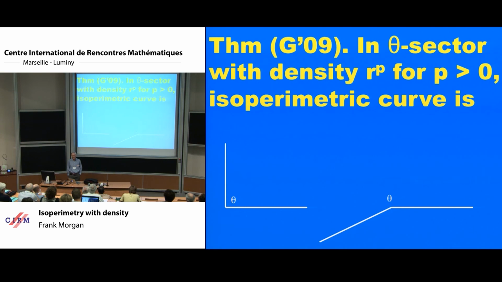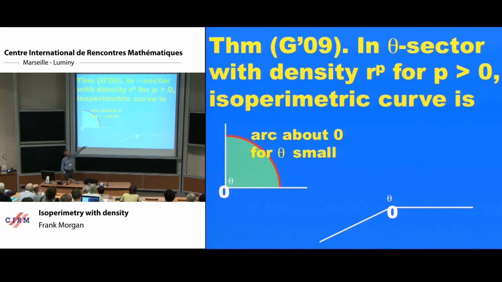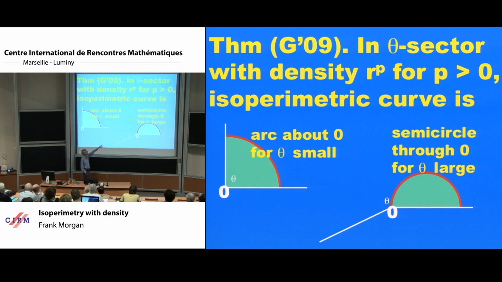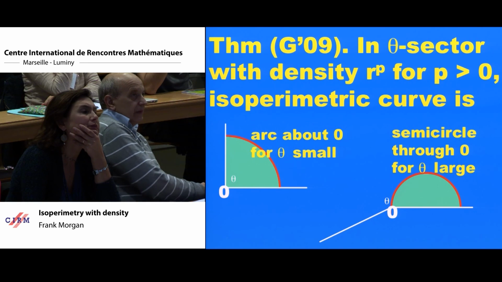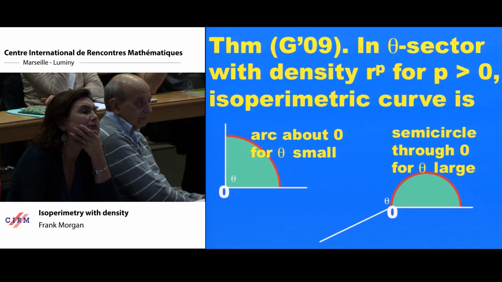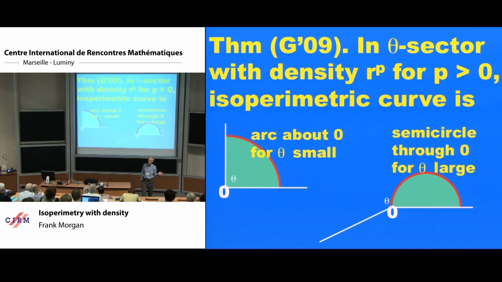Indeed, now, it is a circle centered at the origin, finally. A circular arc centered at the origin, at least for small angles. Although once the angle gets large enough, it looks like the whole plane case, and it's a circle or semicircle, in this case, through the origin. So you get these two different kinds of solutions. And what do you think? Do you think it jumps from one to the other? Or do you think there's a smooth transition from the circle centered at the origin to the circle through the origin?